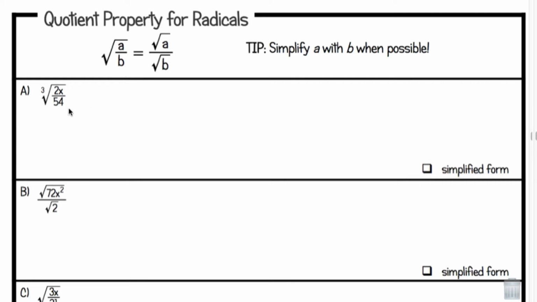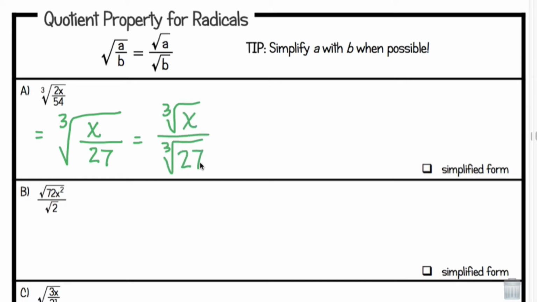Let's look at the first example, letter A. We're doing the cube root of 2x divided by 54. Now if we can simplify in here, we do that first, and I can see that we can. So I'm going to rewrite this as the cubed root, and I know that 2 can go into 2 and 54, so I'll rewrite it as cubed root of x divided by 27. And then from there, I know that I will separate it and rewrite it like this. So I'll have the cubed root of x divided by the cubed root of 27.